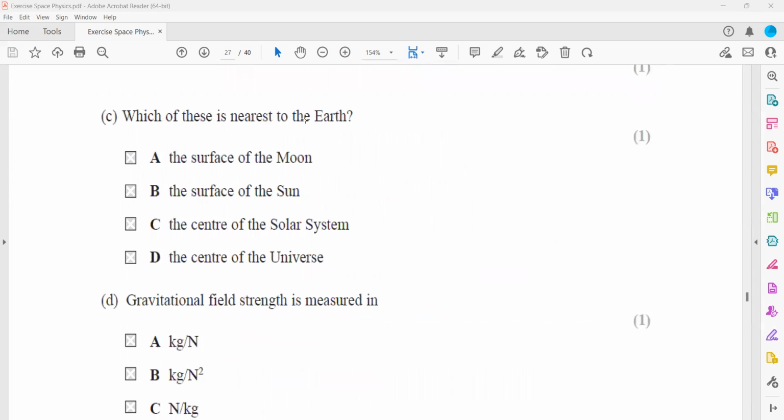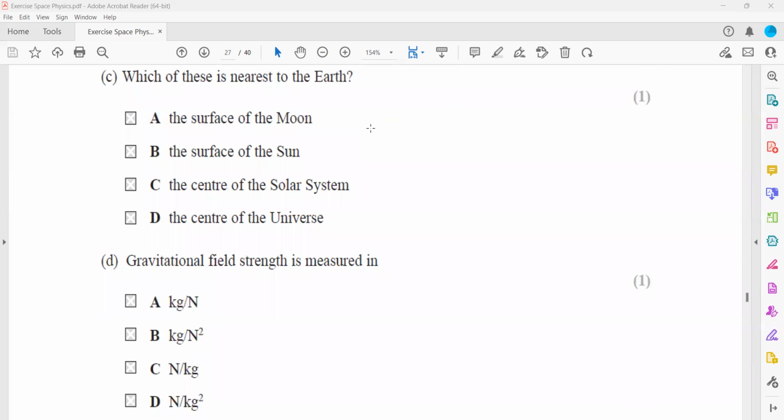The next one: which of these is nearest to Earth? The surface of the moon, the surface of the sun, the center of the solar system, the center of the universe. So the surface of the moon is the closest to us. That's right.